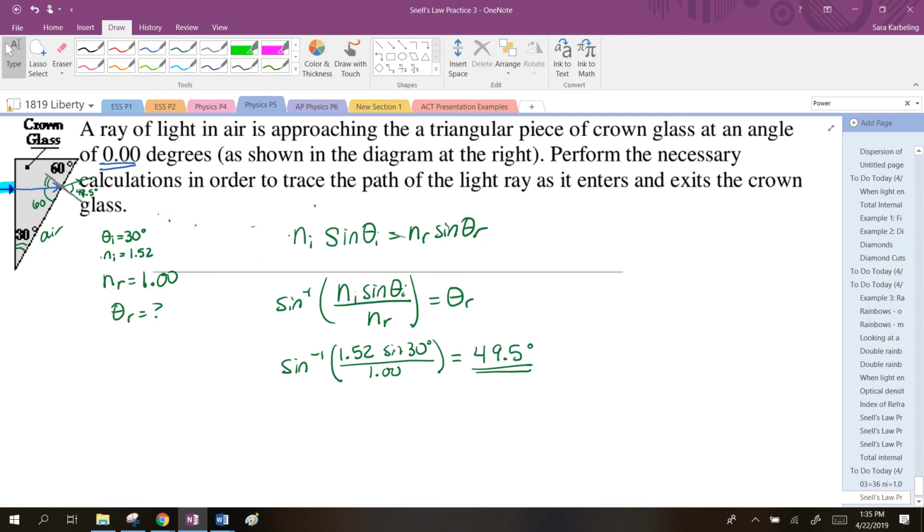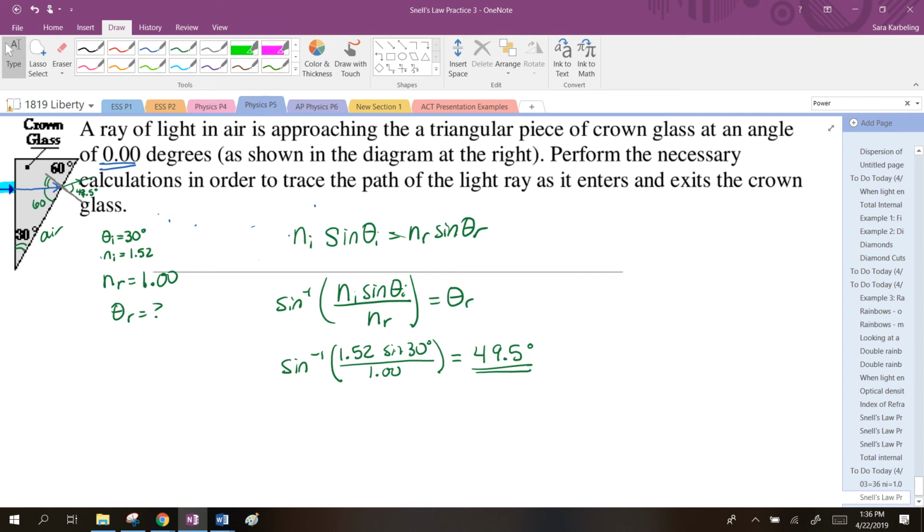Reminding you here that the light was coming in and it hit the piece of glass at 0 degrees from the normal. So what happens when it hit that right there? Does it bend or no? No, it just keeps going. Does it go faster or slower in the glass than it did in the air? That should be a resounding answer.